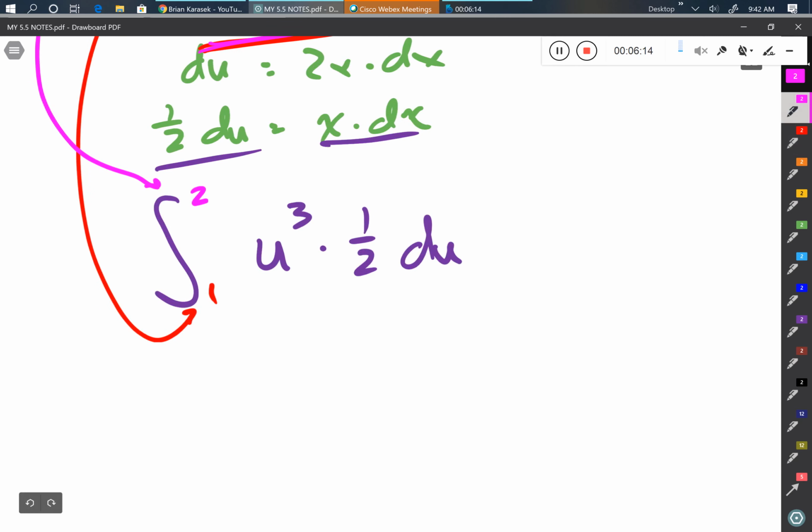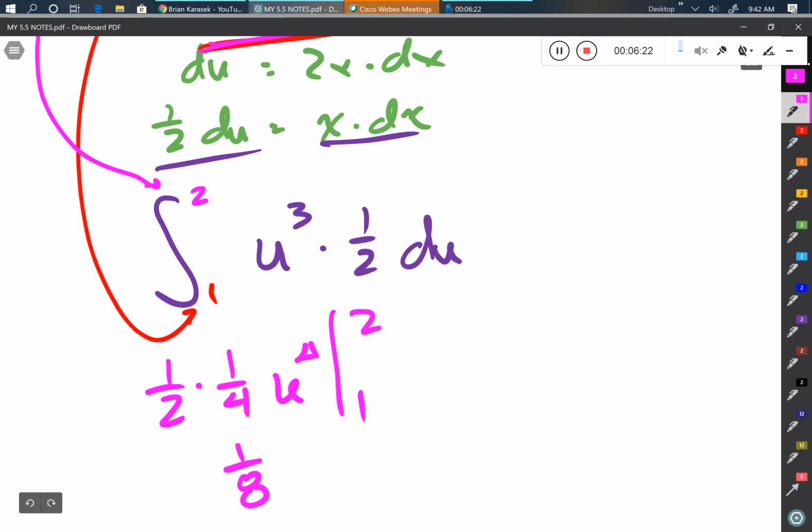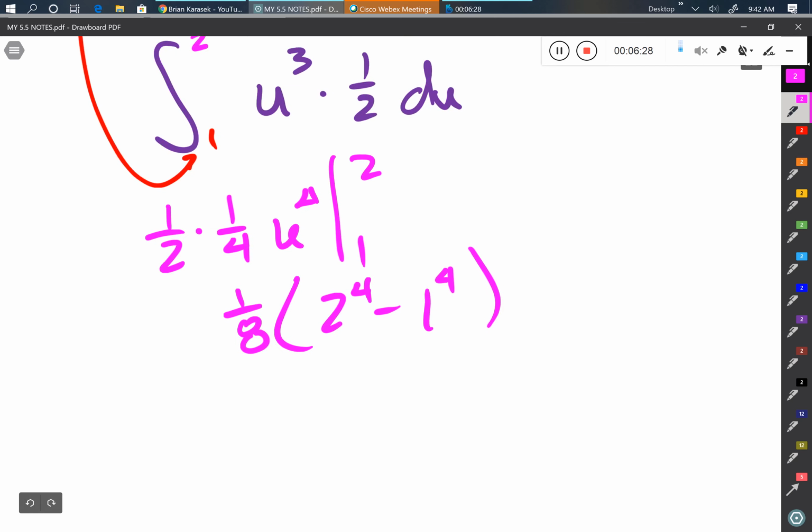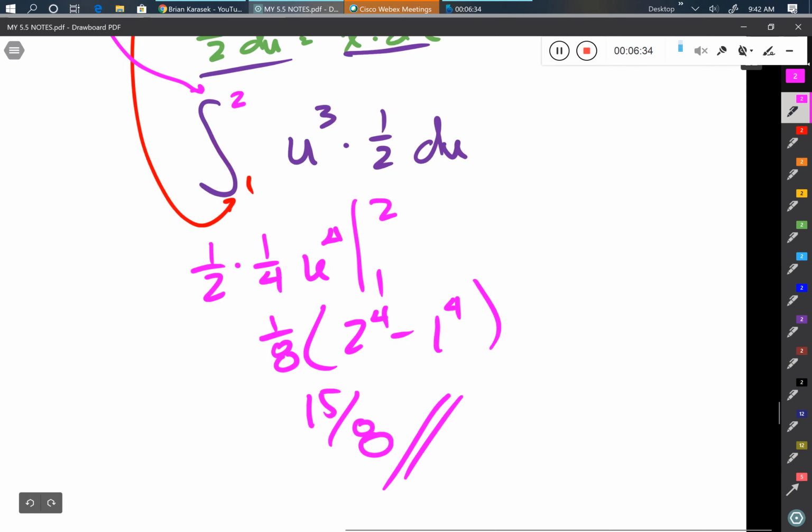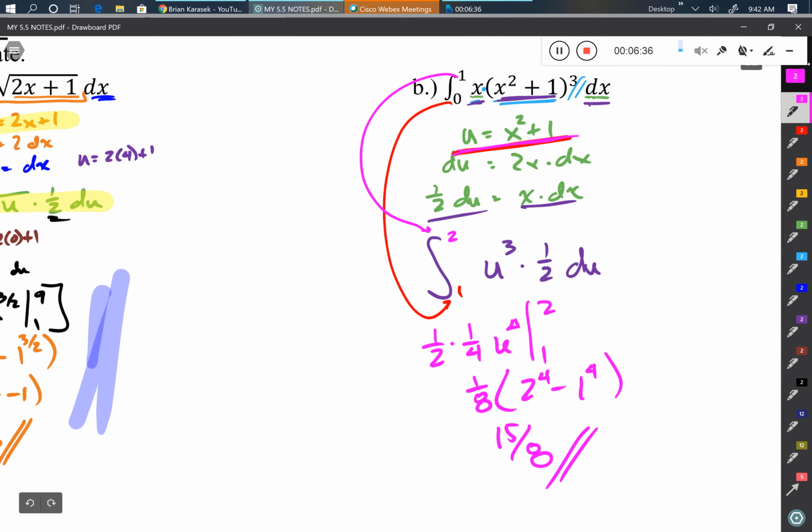Okay? With a little bit of work, I can show that that is 1/2 times 1/4 u to the 4th from 1 to 2. So that's going to give me 1/8 times 2 to the 4th minus 1 to the 4th. Okay? 2 to the 4th is 16. 16 minus 1 is 15. So I get 15/8. And so the value of that integral is 15/8.